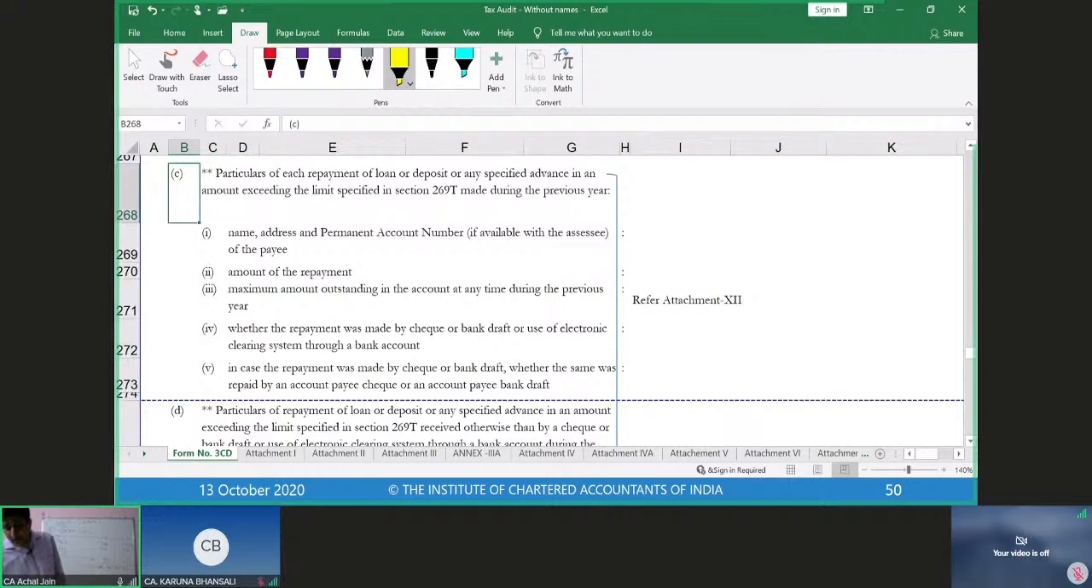Then comes 31C. Now this would be different from what we have discussed so far. It says particulars of each repayment of loan or deposit.